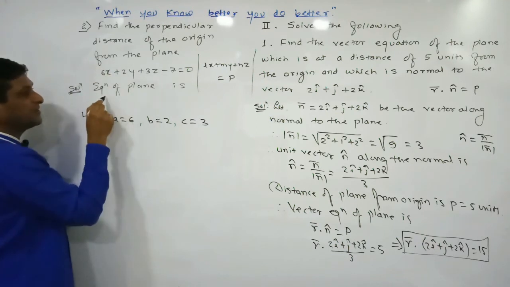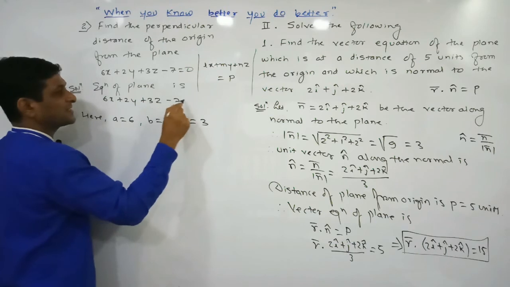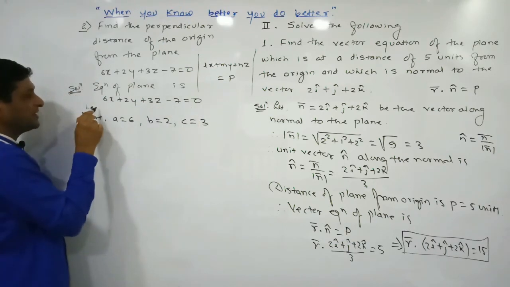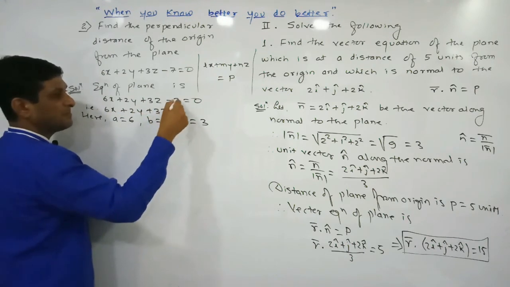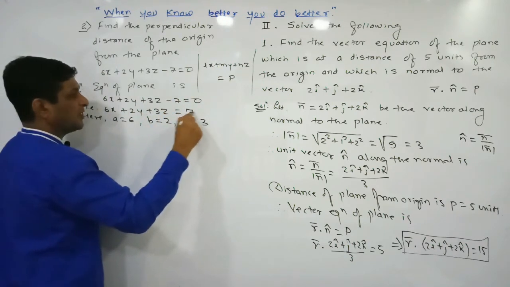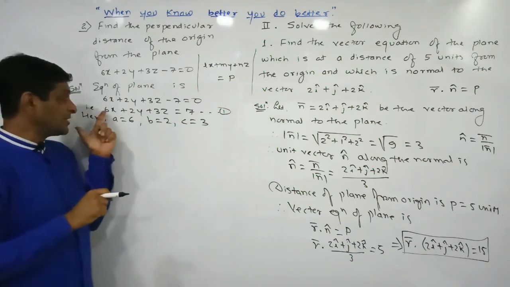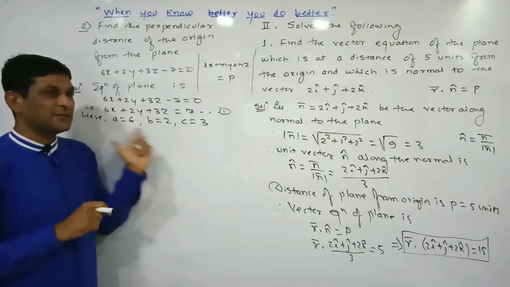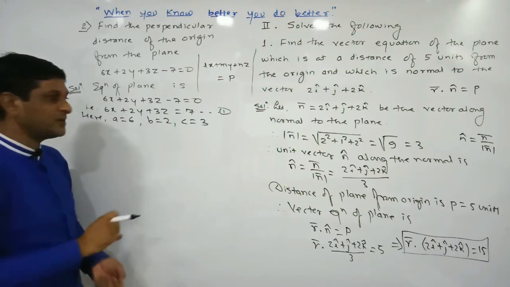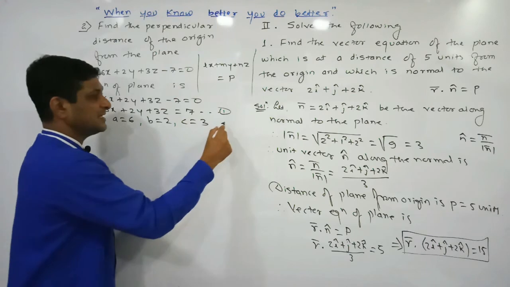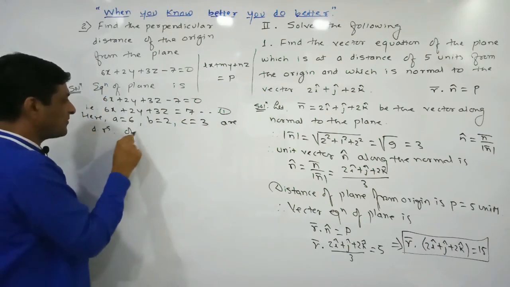Before that, let us write down the given equation: 6x plus 2y plus 3z minus 7 is equal to 0. This can be written as 6x plus 2y plus 3z is equal to 7, since on this side the minus 7 becomes plus 7. Let us denote this equation by equation number first. And we know that the coefficients of x, y, z are nothing but direction ratios generally, and we denote direction ratios by A, B, C. So A, B, C are direction ratios of the normal to the plane.